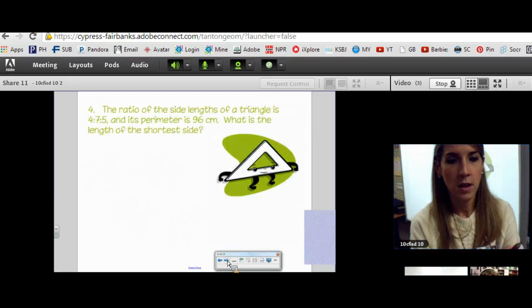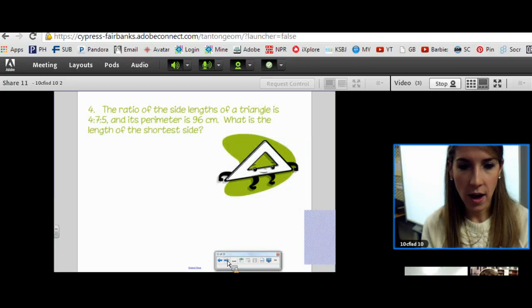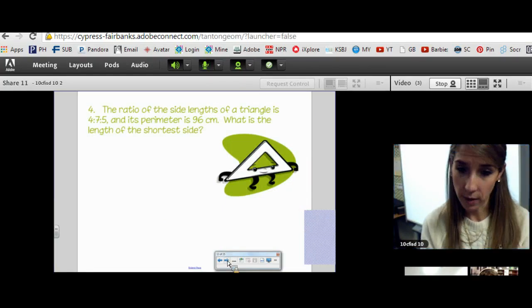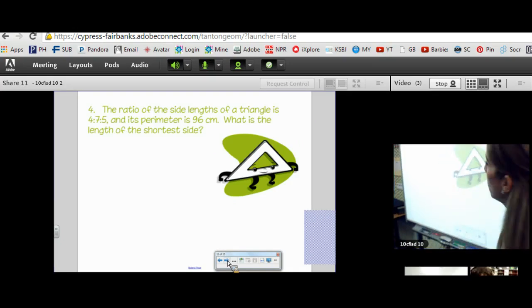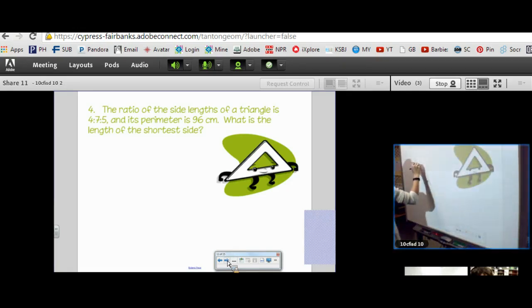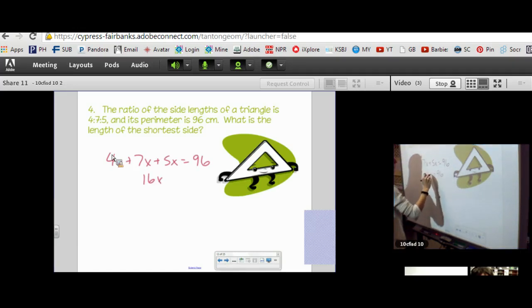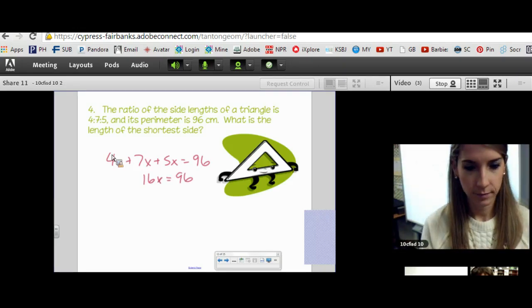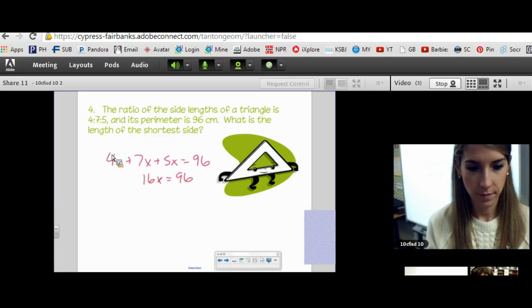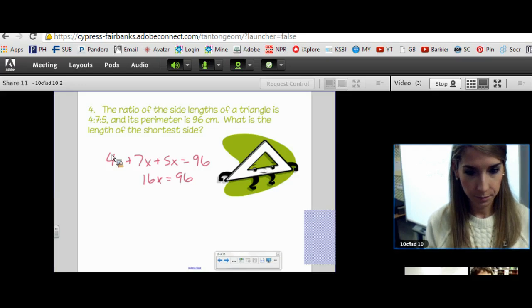Couple more left. The ratio of the side lengths of a triangle is 4 to 7 to 5. Its perimeter is 96. What is the length of the shortest side? So remember how to solve this problem? 4x plus 7x plus 5x equals 96. In total, there are, what, 16 parts? So you're trying to find that common ratio? Nope. That's fine. That's why we're going to work it out together.